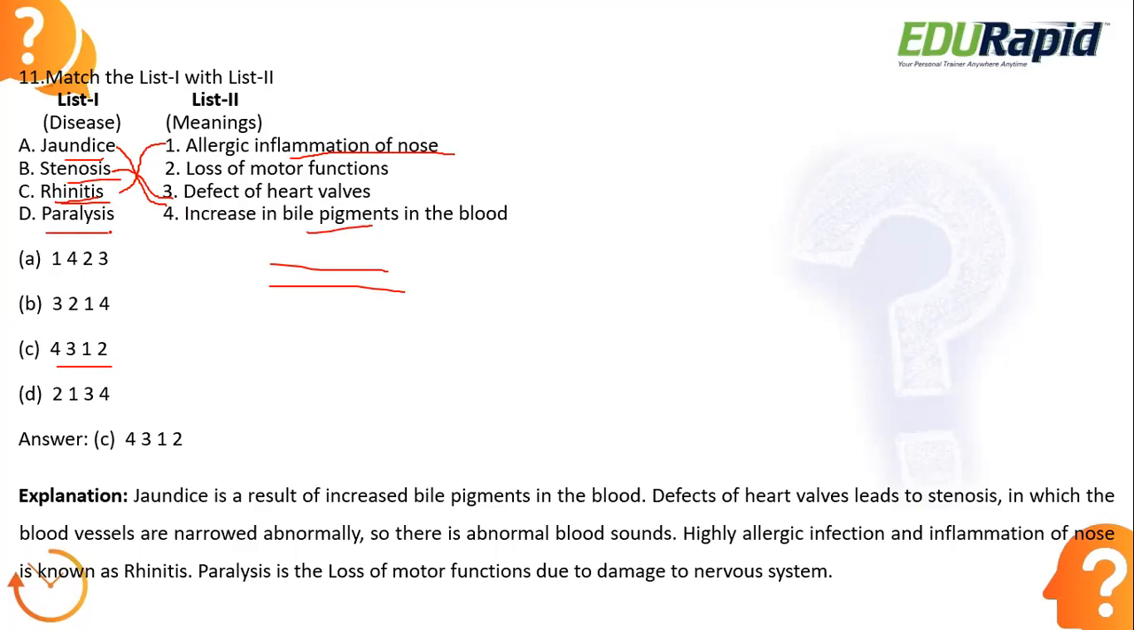Okay. Paralysis is nothing but the loss of motor function. All the voluntary muscles that we have cannot work properly in the condition of paralysis. Motor function is nothing but the voluntary actions that we carry out, walking, sitting, all the muscle control that we have under our control. Such functions are lost in the case of paralysis. Okay, it is completely due to damage in the nervous system.